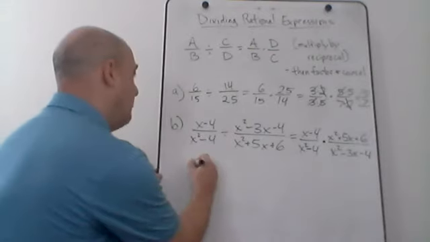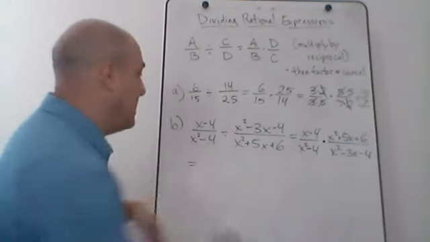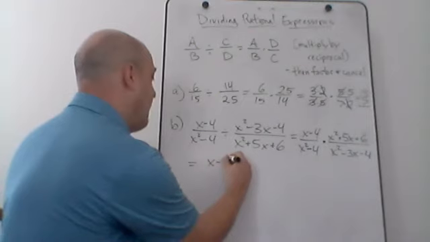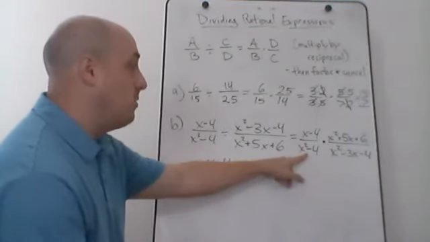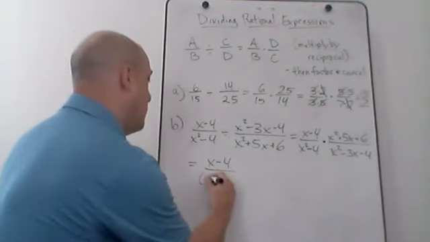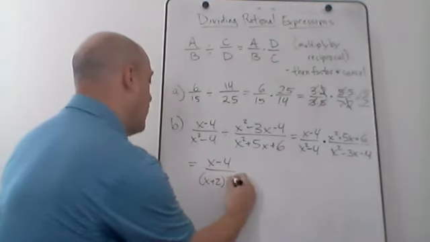All right, so now factoring. My first thing, x minus 4, I cannot factor that. They have no common factors. The x squared minus 4 here, that's a difference of 2 squares. So that factors into x plus 2, x minus 2.